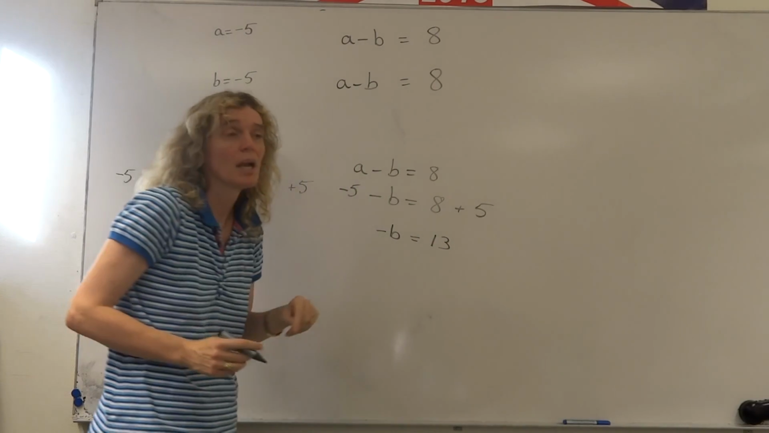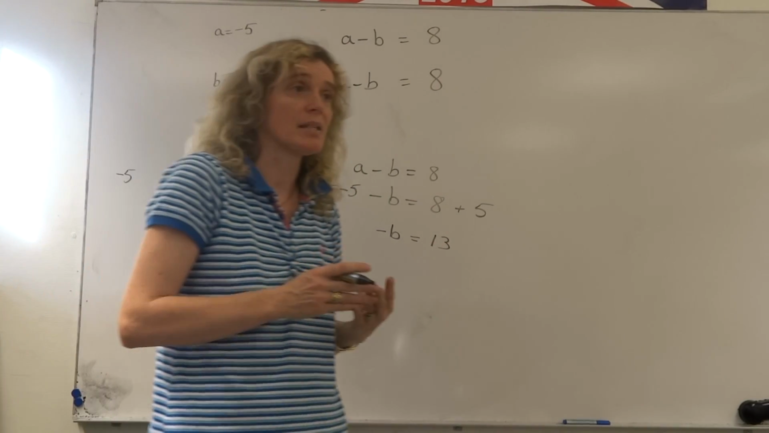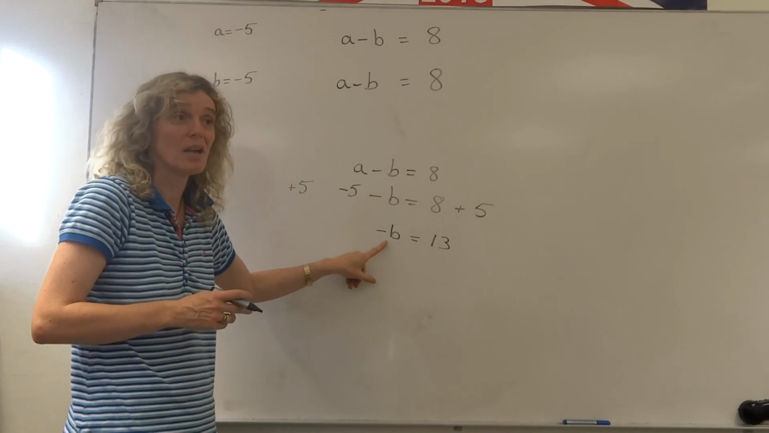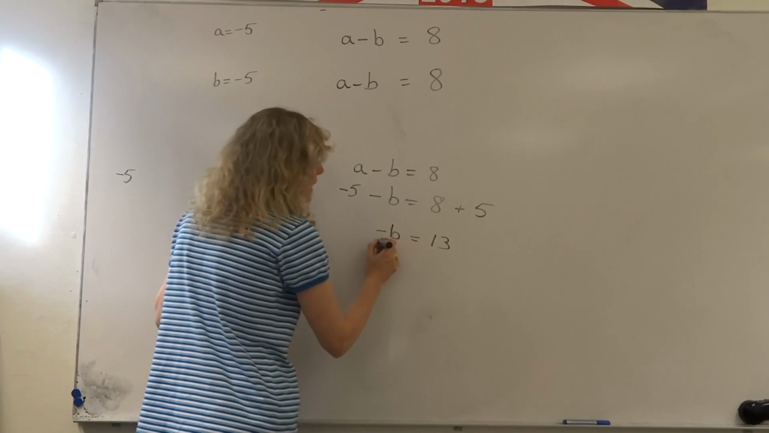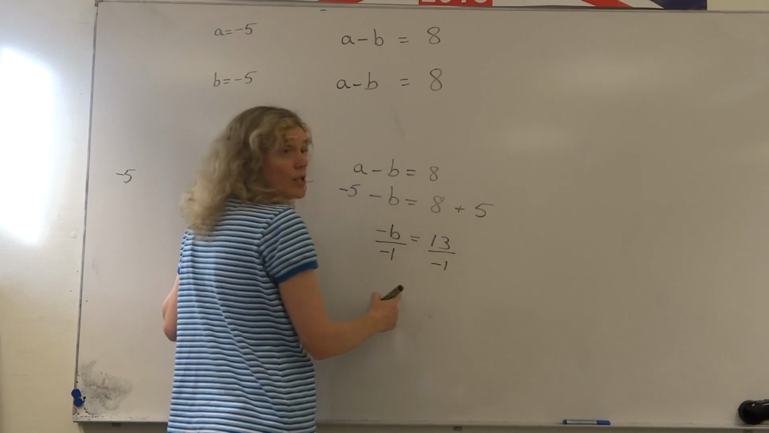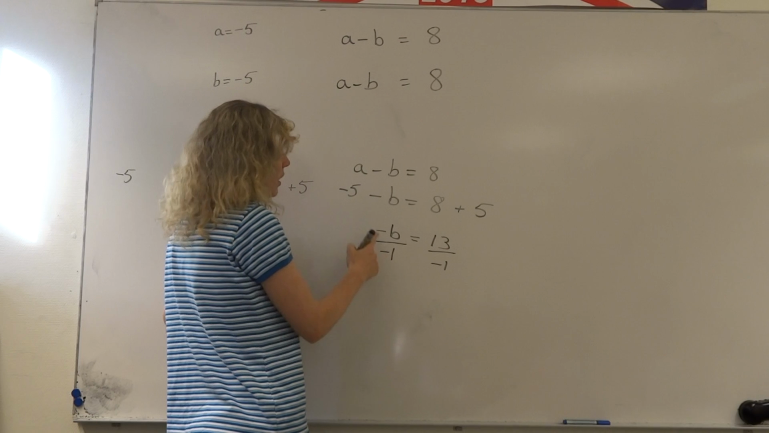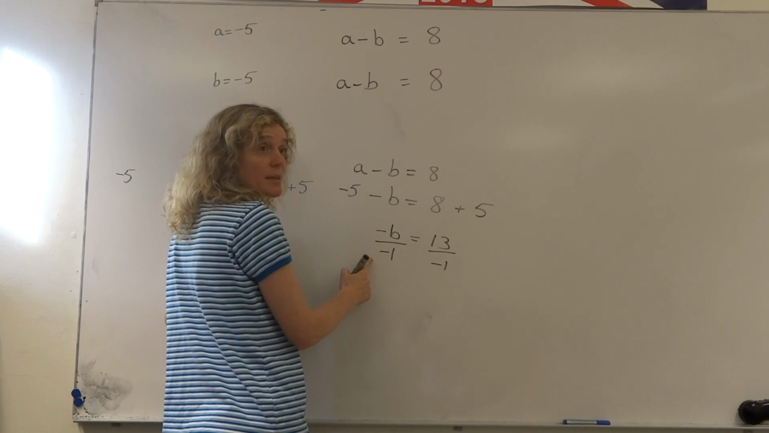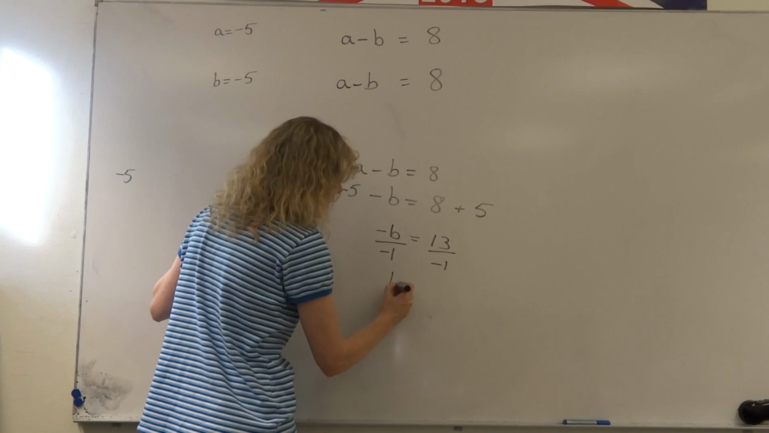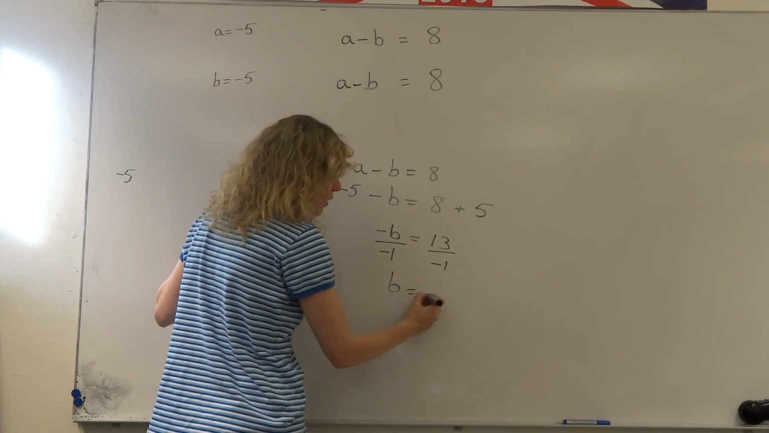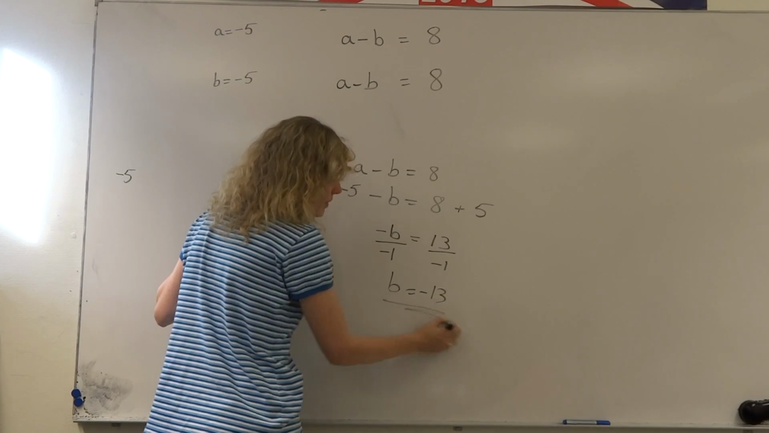13. I don't want to know what minus B is, I want to know what real B is. So how can I get rid of the minus on this side? Well, it's actually quite easy. I can get rid of the minus on this side by dividing both sides of the equation by minus 1. Minus B divided by a minus, a minus divided by a minus is a plus. This would give me B on its own. 13 divided by minus 1 would give me minus 13.